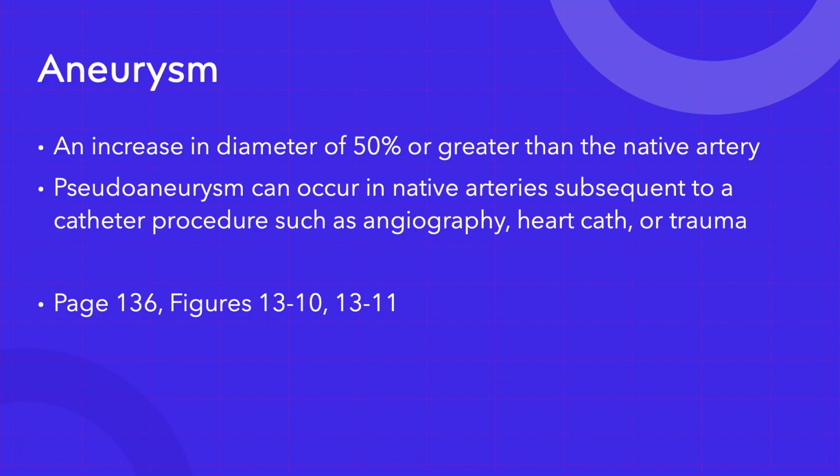Put color flow on. You'll be able to note that on page 136 of R&M. Beautiful picture. Figure 13-10 and 13-11. 13-11 especially has a beautiful picture of a pseudoaneurysm. There's a neck, and then there's a pocket of blood. Basically, they've made an injury in the artery. Blood is escaping through that neck into this pocket.